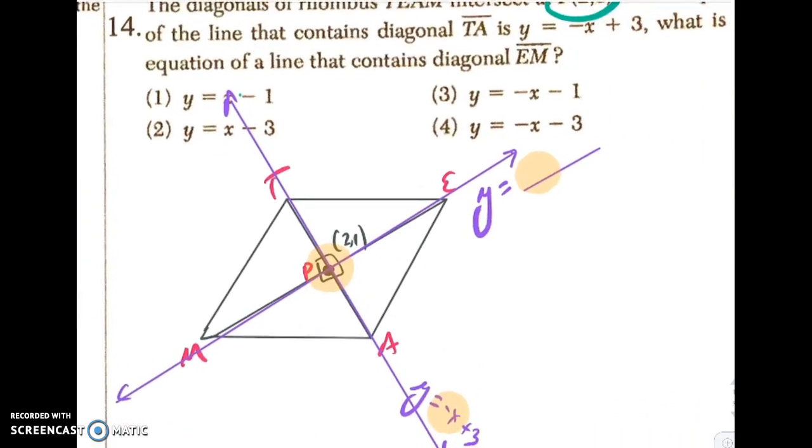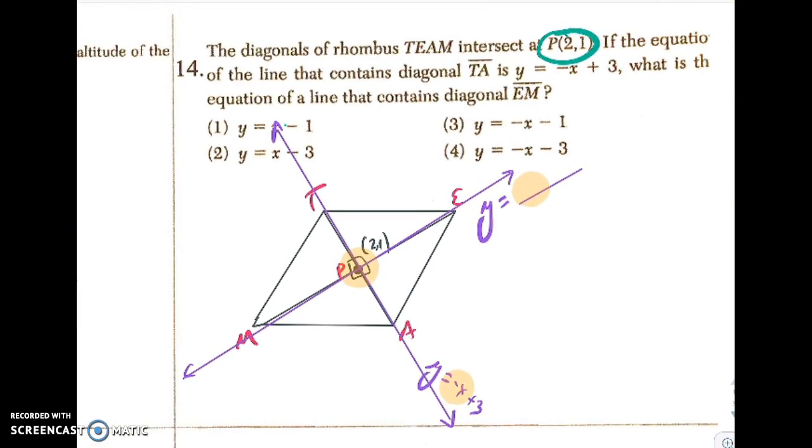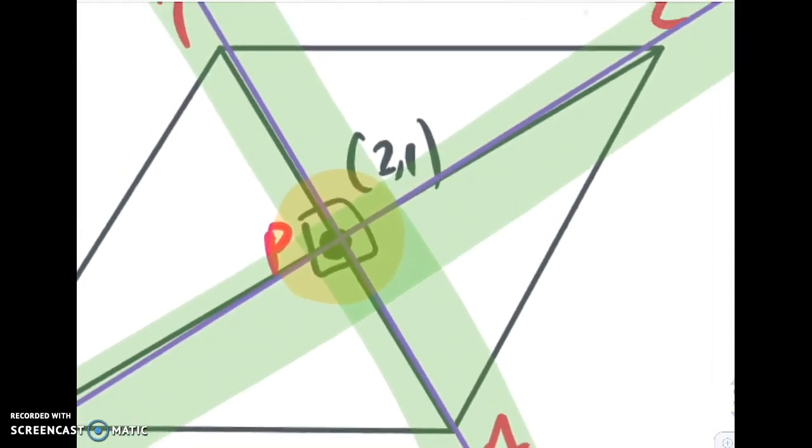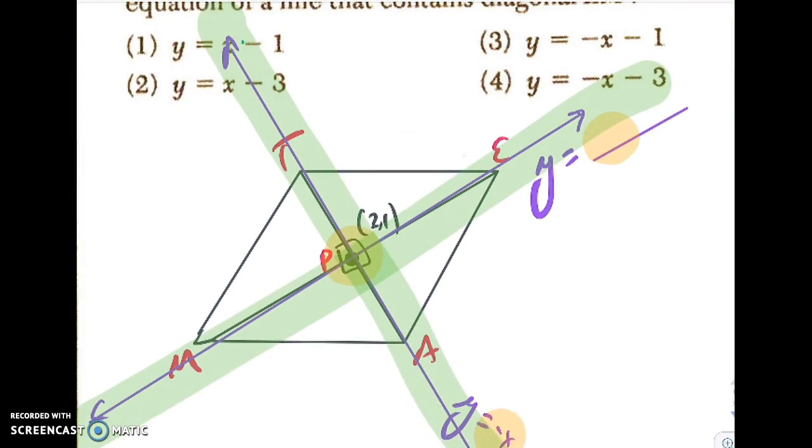Number 14. Had this up on the board today. It is a rhombus, and it says that TA is a diagonal and EM is a diagonal, but it gives it an equation too. It gives the equation y equals negative x plus 3, negative 1x plus 3. So if that is TA, then the equation of EM has to be the negative reciprocal slope to that, because rhombuses always have 90 degrees intersection in the middle with diagonals.